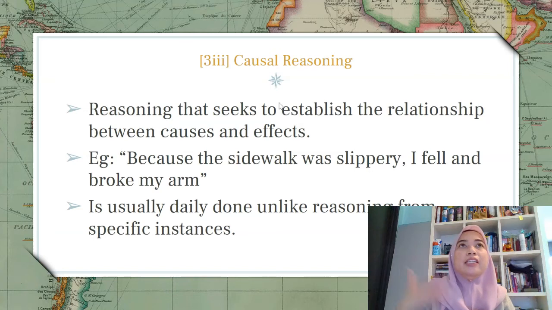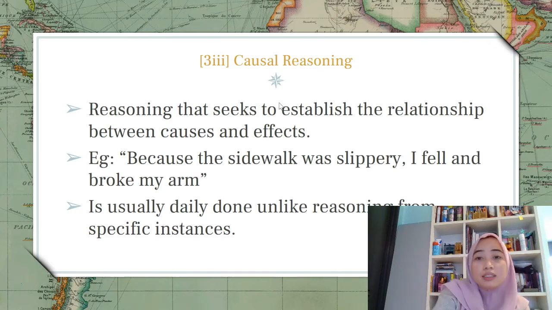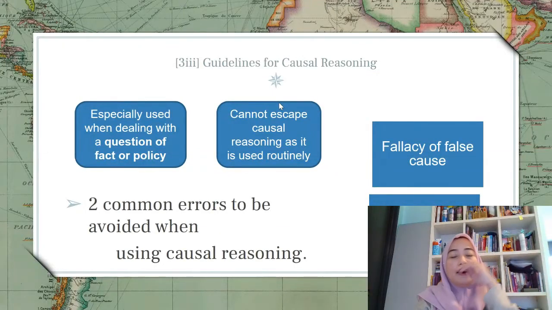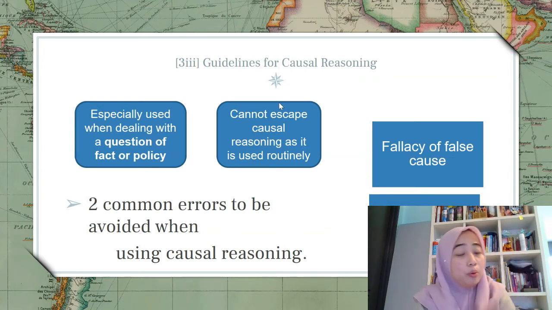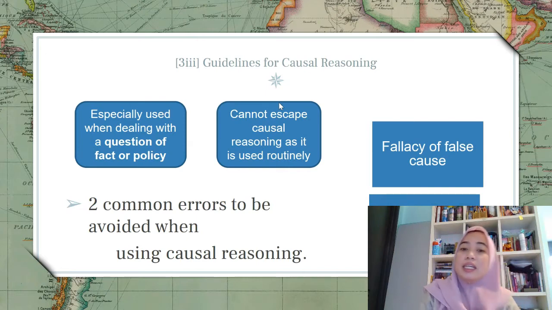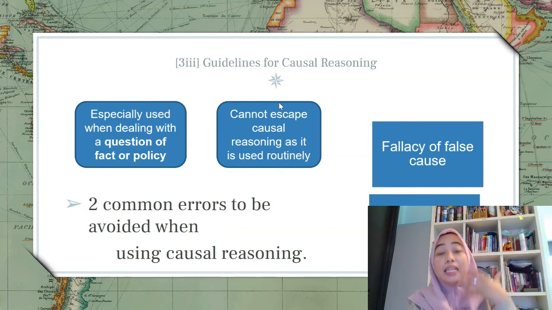A lot of us in daily life, we often do this because we want to connect our experience. So by saying that because this happened, this is also happening as well. So you want to establish the relationship between the causes and effect, and a lot of people do a lot of causal reasoning. All right, so a few things that you have to remember when doing causal reasoning is that it deals with a lot of questions of fact or questions of policy. You cannot escape causal reasoning because a lot of people use it in their daily routine.